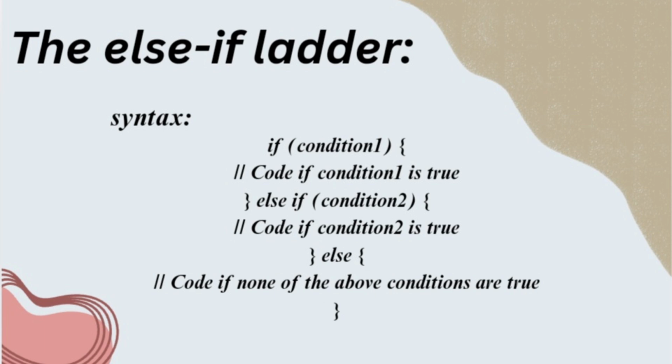Sometimes it's not just yes or no. We've got multiple options. Let's say you want to assign grades based on marks. You'd use an else if ladder. This is the structure of an else if ladder in C.